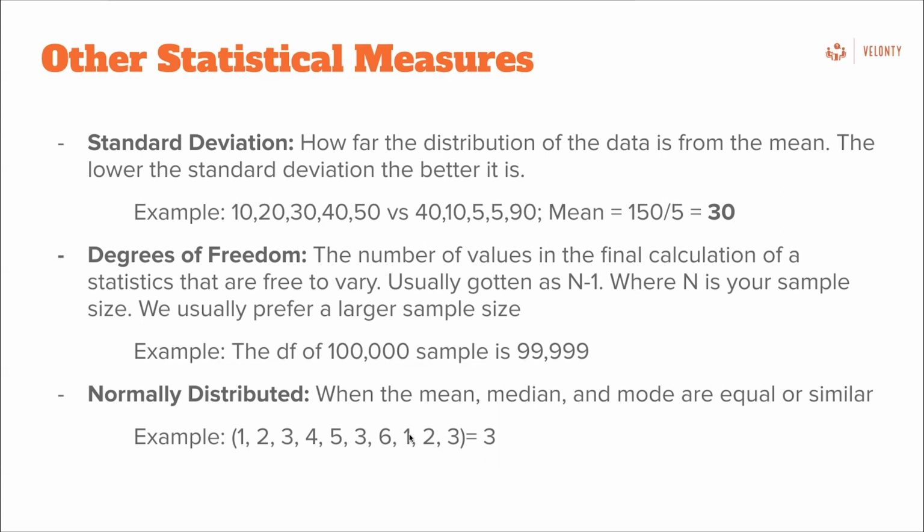Normally distributed is when the mean, median, and mode are equal or similar. Like I said, if you look at this, the median, the mode, and the mean for this distribution is 3.